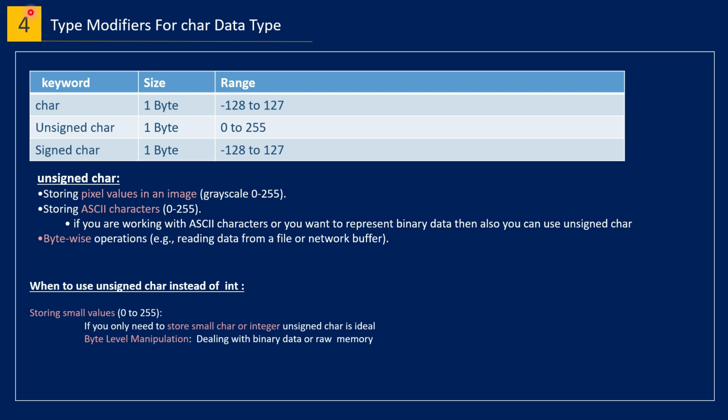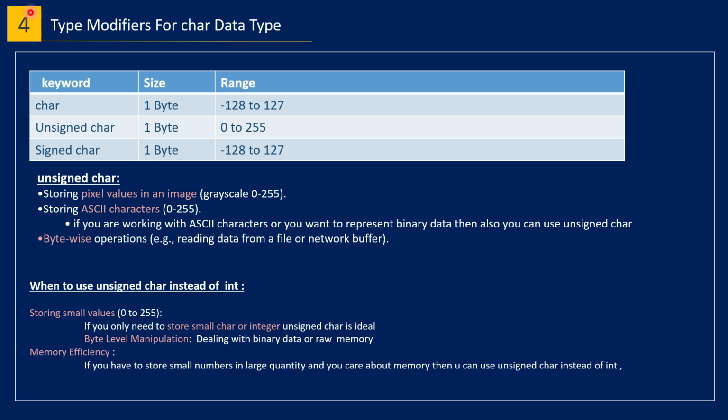When to use unsigned character instead of integer, this is very interesting. If the value is very small and within this range 0 to 255, it is always better to use unsigned character instead of integer. It will save 3 bytes of memory. For example, you have thousands or lakhs of values within this particular range 0 to 255. Imagine how much memory you will be saving. And whenever you want to use binary data, it's always better to use unsigned characters.